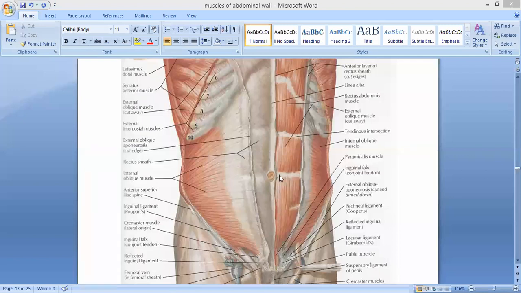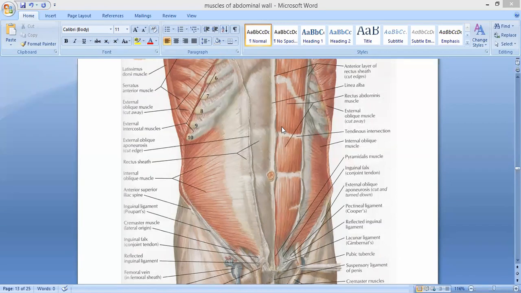Now, what is its function? Why has nature designed this sheath to enclose these two muscles, right? Number one, if it is thick and aponeurotic, of course, it is going to provide strength. So it is going to strengthen the anterior abdominal wall. Number one, I'm talking about the functions of the rectus sheath. It is going to give strength to the anterior abdominal wall.